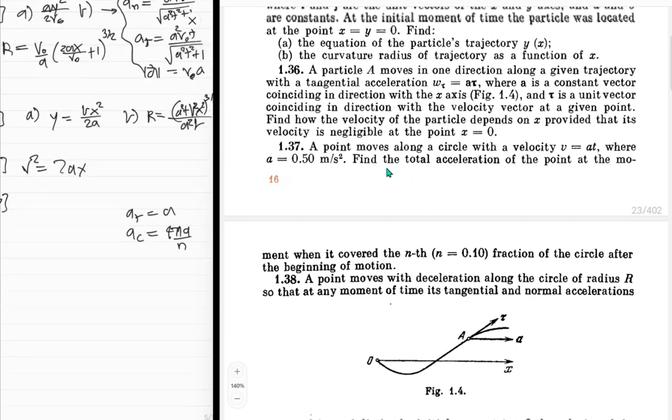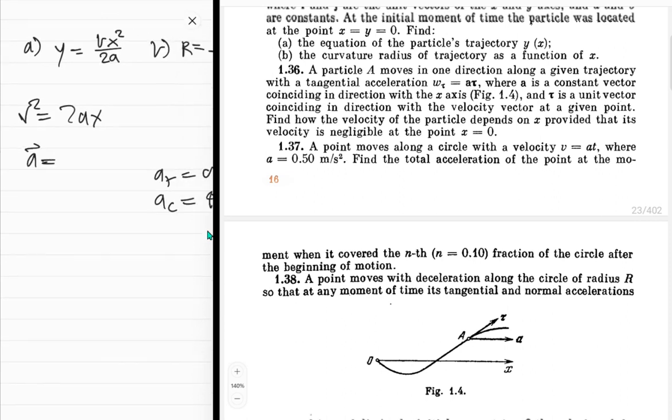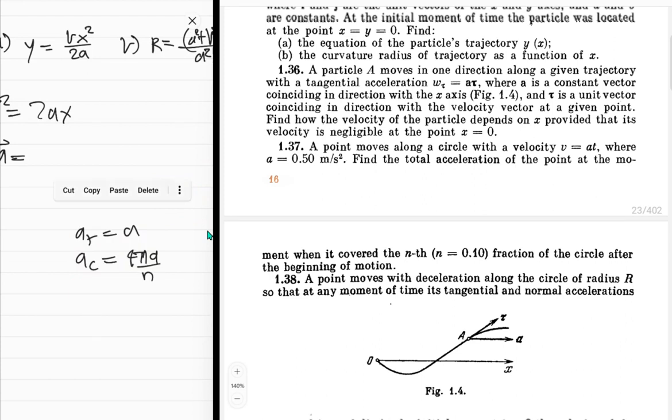Yeah, but how do we want? We want total acceleration of the point at the moment when it covers nth fraction. Okay, fine. So n is 0.1 in this case. Whatever. So should I represent this as, you know, vector, or maybe just give it the magnitude as the answer? I'm going to write it like that, as vectors. So our acceleration vector, I'm going to use r hat and theta hat for the outward radial vector and the tangential vector, right?